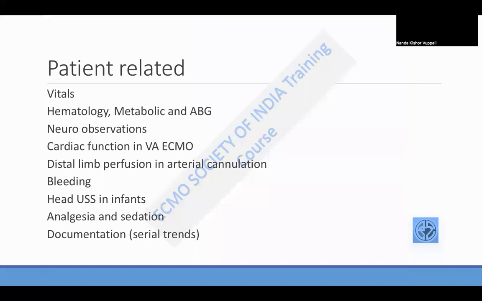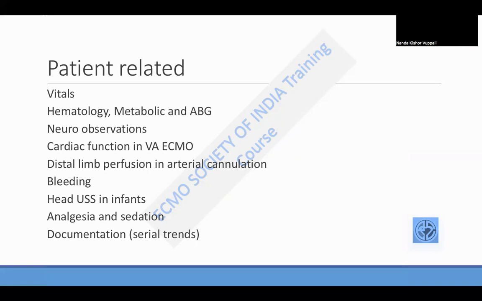Coming to patient-related monitoring, like any sick patient in ICU, they would need serial monitoring of the vitals, and they would need more frequent investigation in terms of hematology, metabolic, and blood gases, because they're quite sick patients, and they would need neuro observations. Many of these patients are heavily sedated and paralyzed, and they're anticoagulated, and they're at high risk of any neurological event. So we need to monitor these neuro observations along with the vitals. So we document those things along with the vitals.